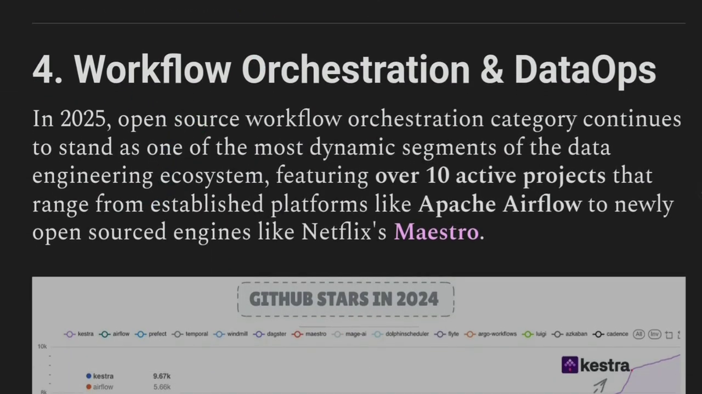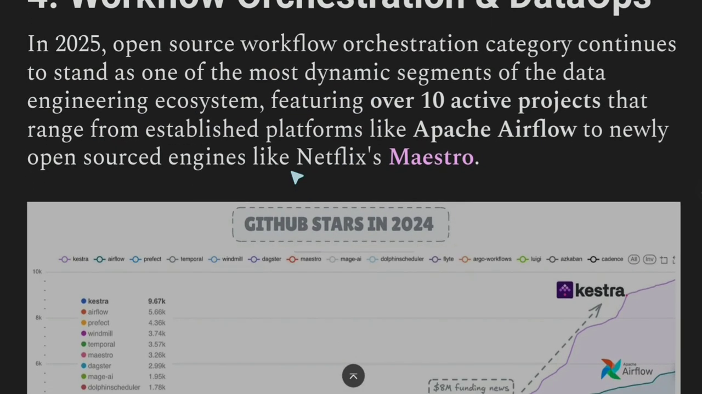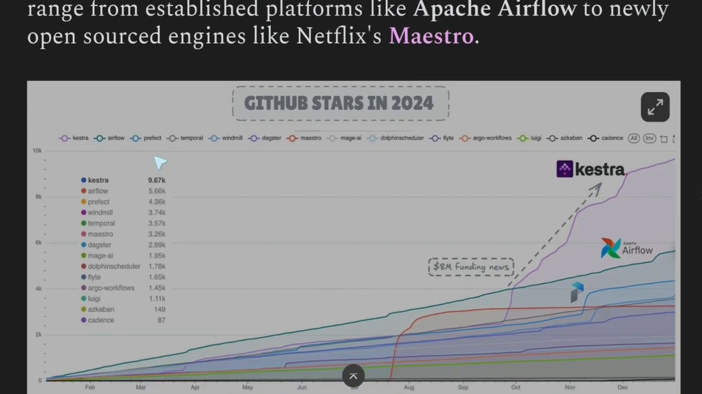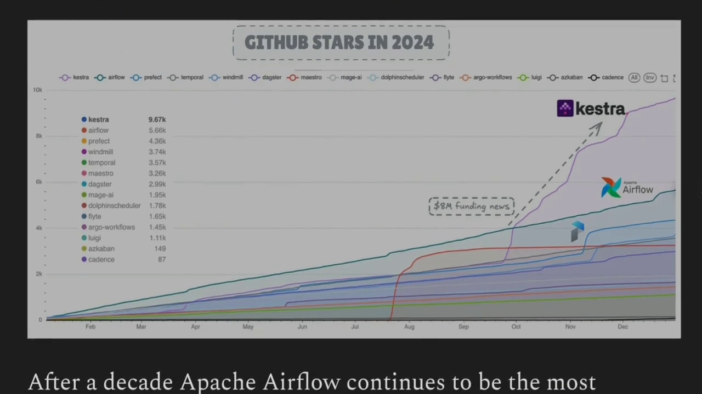For workflow orchestration, in 2025, the open source workflow orchestration category continues to stand as one of the most dynamic segments of the data engineering ecosystem, featuring over 10 active projects, from established platforms like Apache Airflow, which is great, to newly open sourced ones like Netflix Maestro. This is very good. This is a good start. Graph.